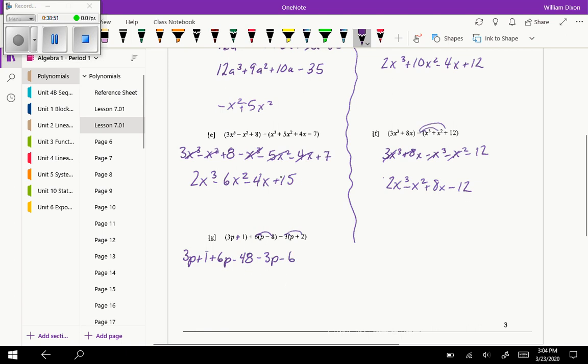Cool. All right. So now my p's, I have 3p, -3p. They cancel. Then I have 6p popping out. I can get rid of that. I have 1, -48 minus 6. I add that up. Minus 53. And that's my answer.